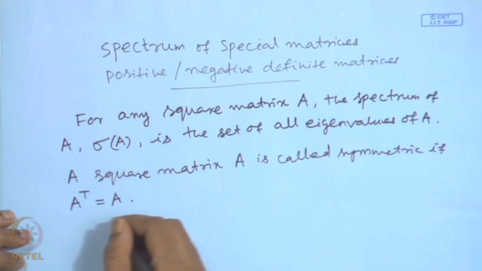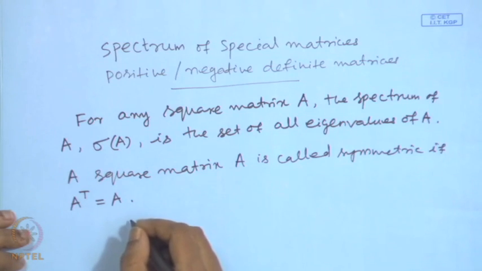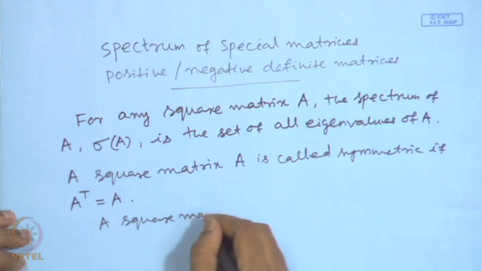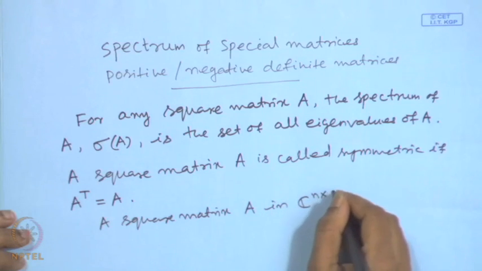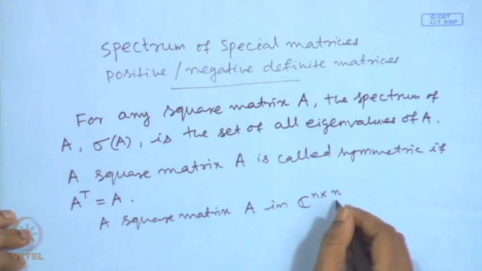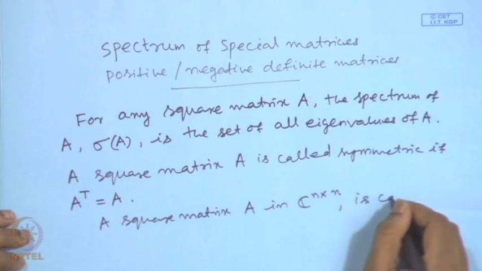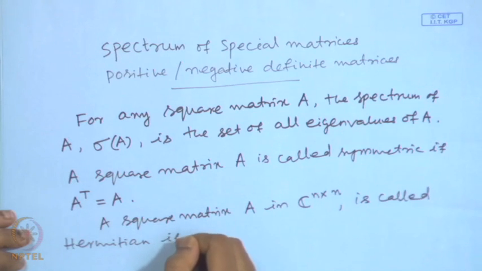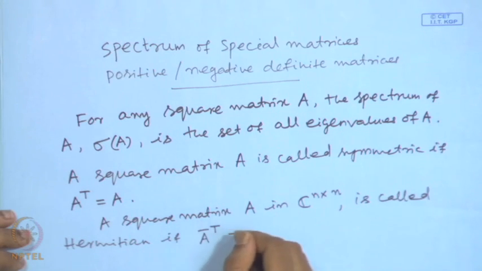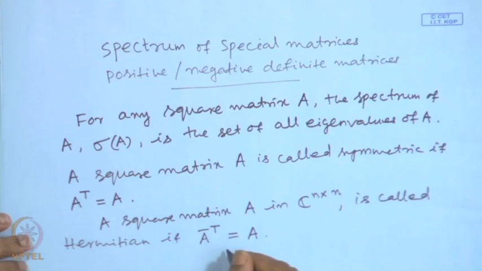and a square matrix with complex entries, or in other words a square matrix A in C n cross n, that is, A is a matrix of size n by n with complex entries, is called Hermitian if A conjugate transpose is equal to A. We have already seen the meaning of this conjugate transpose: we take the complex conjugate of the entries in A and then we take its transpose.